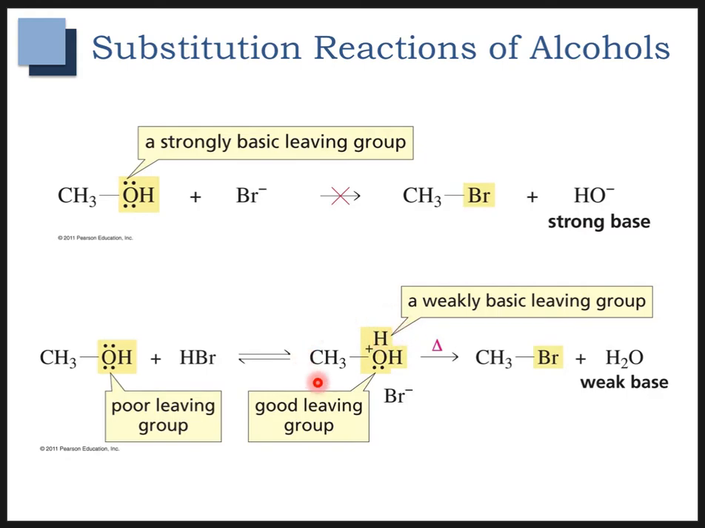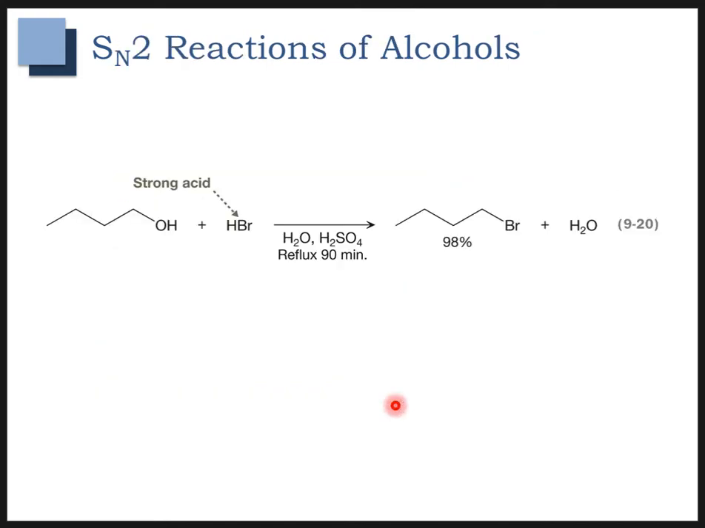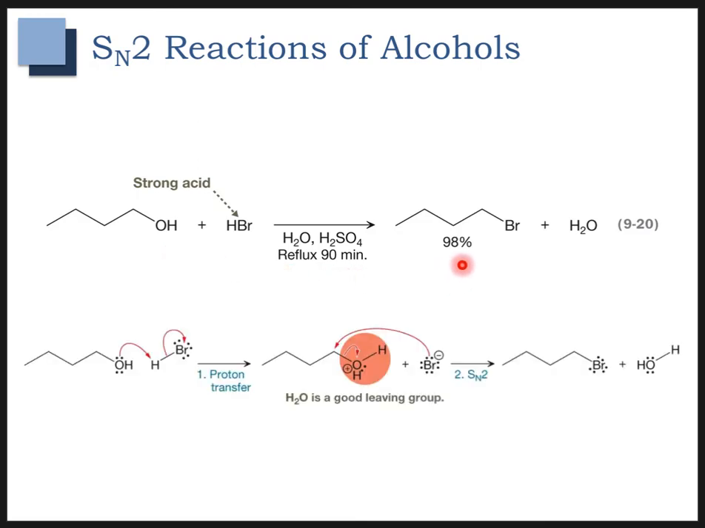You're going to end up with a protonated alcohol, which can leave as water. Water is actually a good leaving group, and so in this case, you can see that the bromine is now displacing the water. So this is going to go through an SN2 mechanism when you have a primary substrate here. So the alcohol is going to get protonated, and then the Br minus can attack and kick out the water. And this is going to be a fairly high yielding reaction.